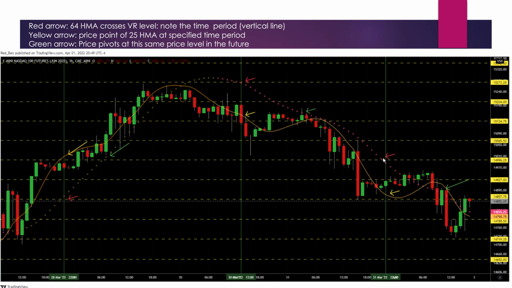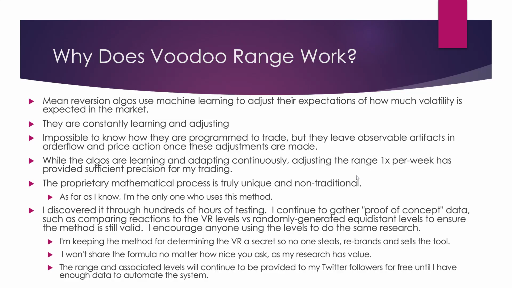So here's another one. 64 HMA crosses under the Voodoo range level. I find that bar, and I look down here. This is where the 25 HMA is. I transfer that to the right. I'd say it's down here. That arrow is not quite right. It's actually this. So my apologies. It's this reaction here, just above, but not quite halfway. So that's another method you can use.